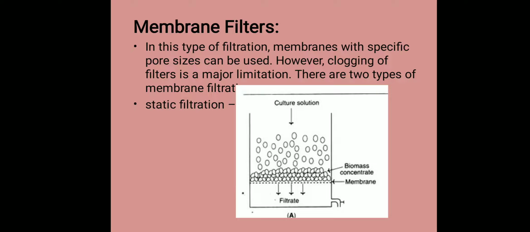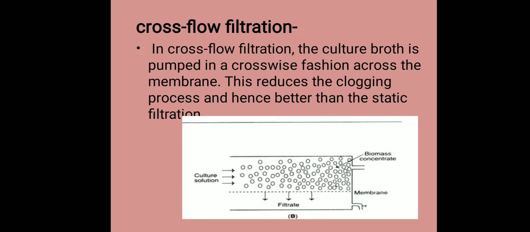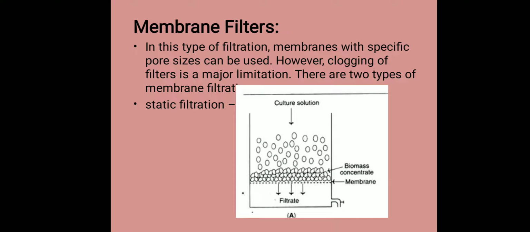Now, the membrane filtration method can be carried out in two ways. The first is called static filtration and the second is called cross flow filtration. In static filtration, it is like our usual filtration method where the membrane will be placed in a culture tank and the culture solution will be poured into this. So the membrane is going to hold all the cell biomass and the filtrate will be liberated, which can be collected.